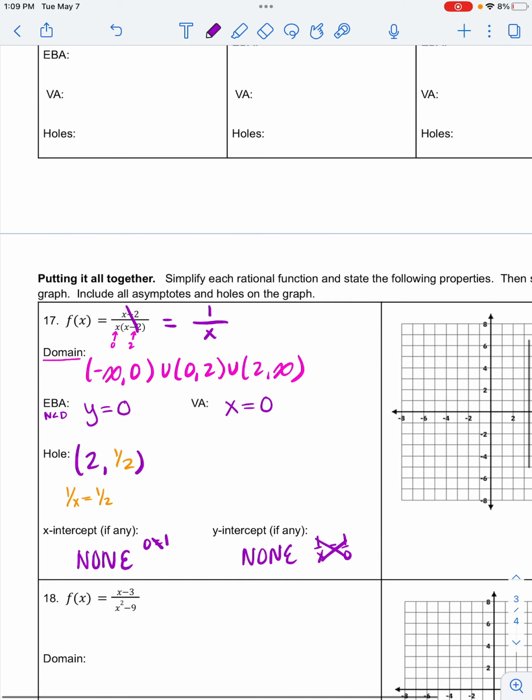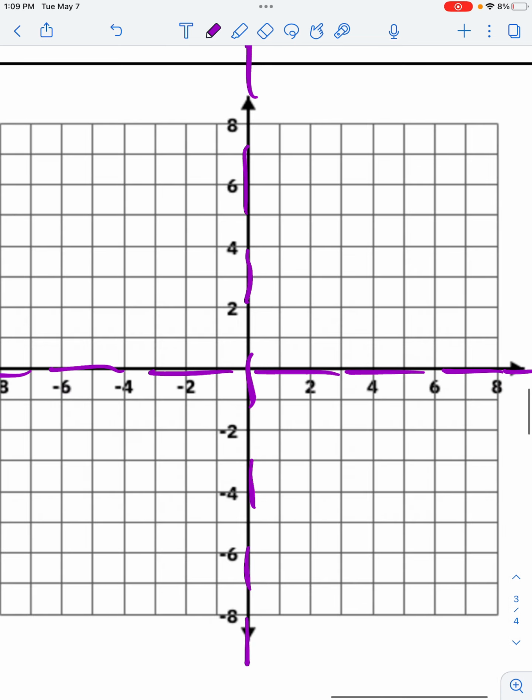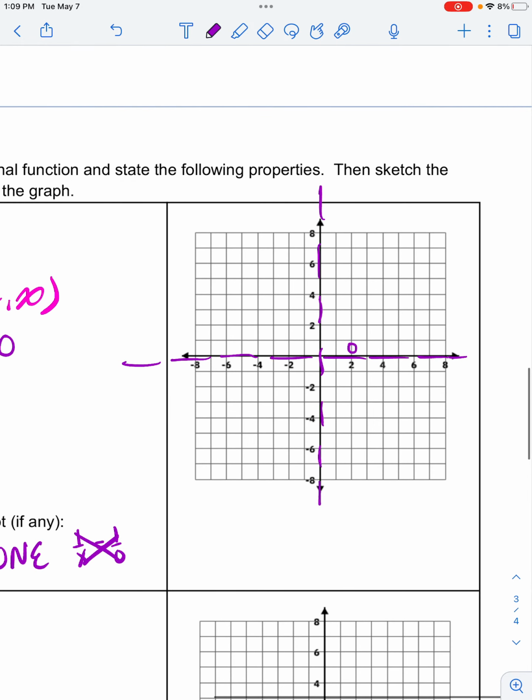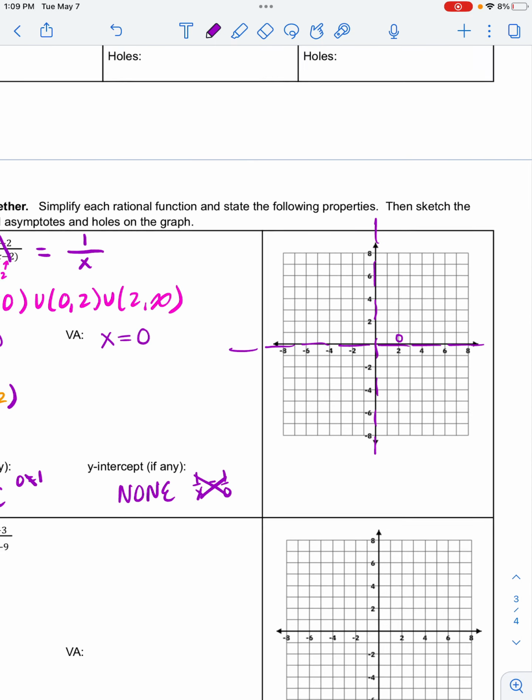And so now we just have to put this all on our graph. So we have y equals 0, we have x equals 0, and our hole at 2 and 1/2 is literally going to go 2 and up a half, and you're going to put an open circle there. And that's going to represent your hole. Now, you have to make it very obvious that it's a hole. You shouldn't just put a tiny dot. Make it very obvious so when I grade, I can see that you know your hole.